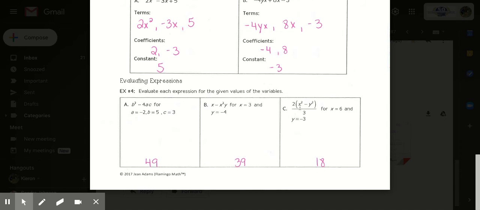On this one, when it's fractions, make sure you get the answer for your top first and your bottom. Make sure they're just a number over a number, and then do the division. So I would do all of the stuff up here. I'd go 2, parenthesis, 6 squared minus negative 3 squared, parenthesis, see the answer I get, and then divide it by 3.